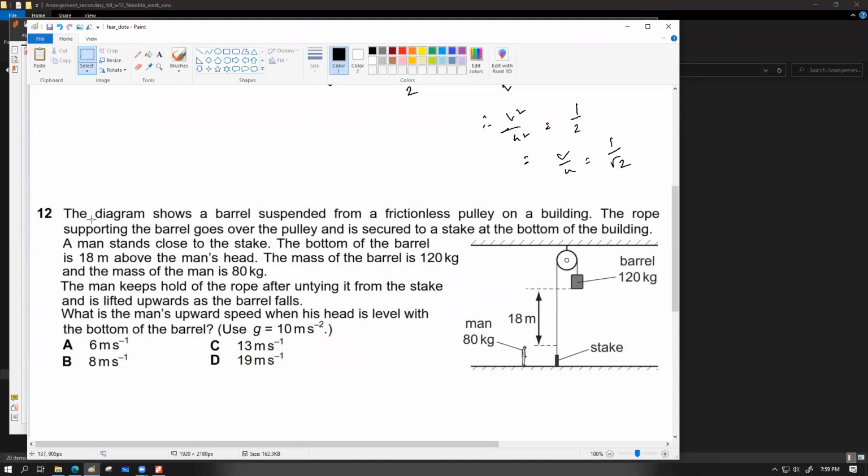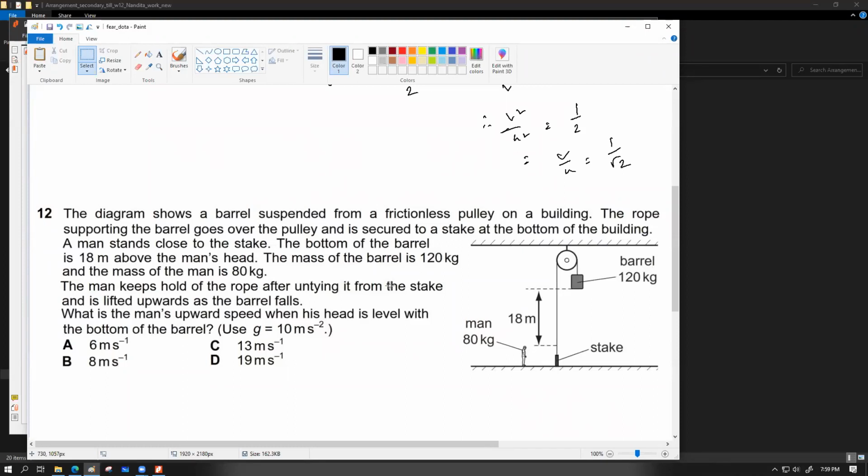This one says, the diagram shows a barrel suspended from a frictionless pulley on a building. The rope supporting the barrel goes over the pulley and is secured to a stake at the bottom of the building. A man stands close to the stake. The bottom of the barrel is 80 meters above the man's head. The mass of the barrel is 120 kg, and the mass of the man is 80 kg. The man keeps hold of the rope after untying it from the stake and is lifted upwards as the barrel falls.